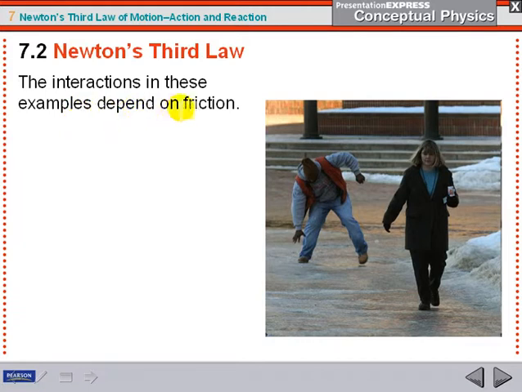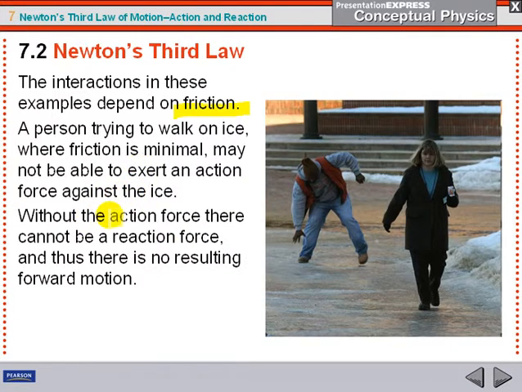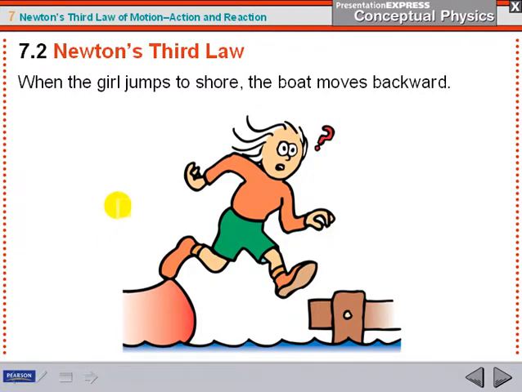And these actions, of course, depend on friction occurring. If someone's trying to walk on ice where you don't have friction, they may not be able to exert any action force against the ice. Therefore, they're not going to go forward. So without the action force, there cannot be a reaction force, and then therefore you're not going to have any forward motion.